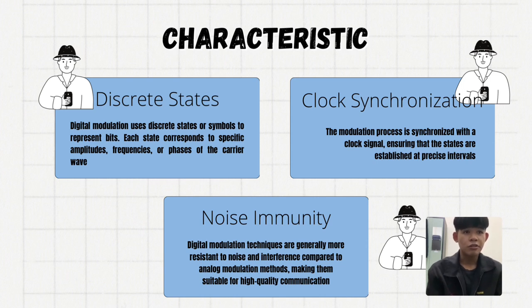Then, clock synchronization. The modulation process is synchronized with a clock signal, ensuring that the states are established at precise intervals. Next, noise immunity. Digital modulation techniques are generally more resistant to noise and interference compared to analog modulation methods, making them suitable for high quality communication.